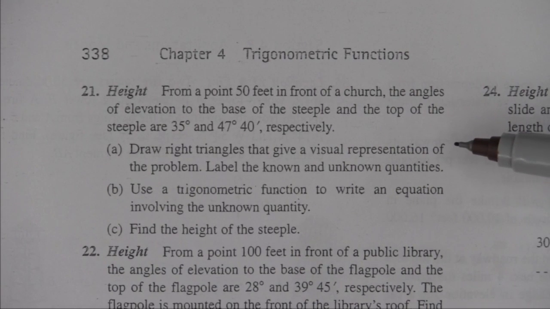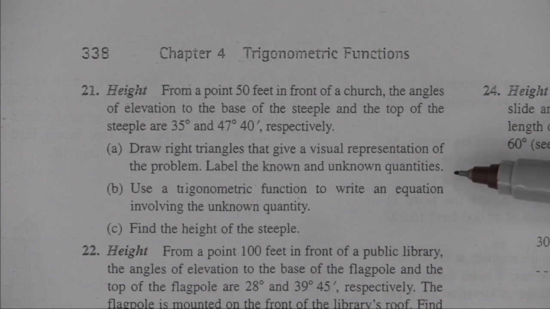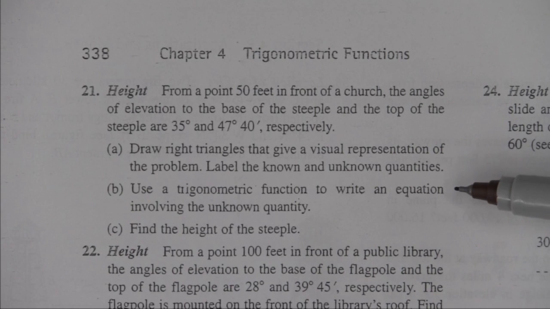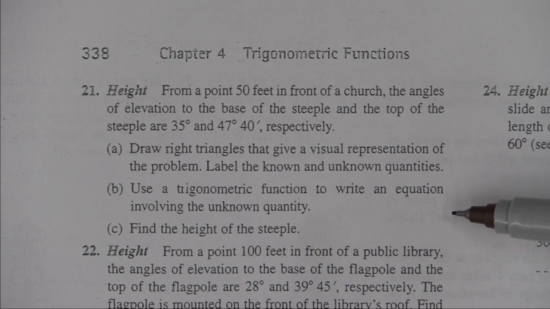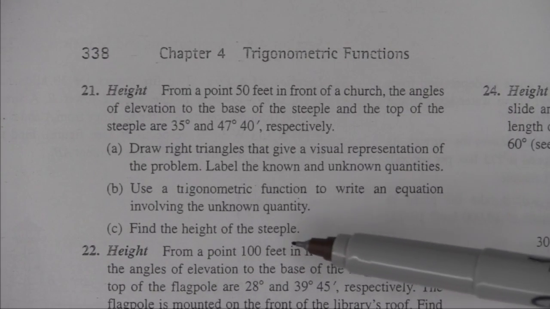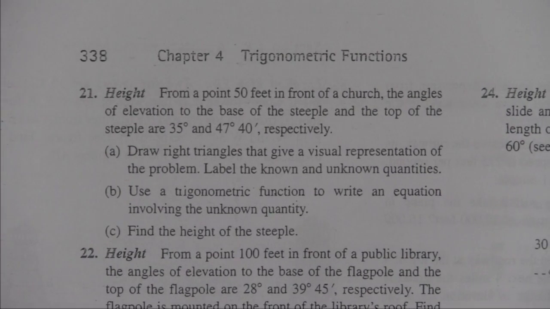They ask us to draw right triangles that give a visual representation of the problem and label the known and unknown quantities. In part B, they ask us to use a trigonometric function to write an equation involving the unknown quantity. And part C, which is really what we're after here, find the height of the steeple. We want to know how high the steeple is. All right, that's number 21.